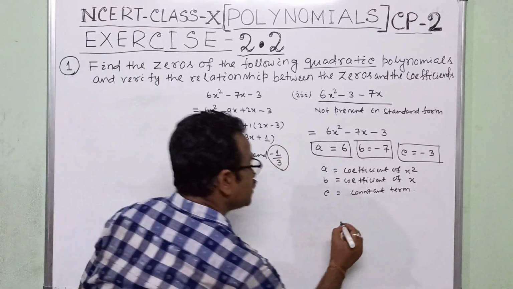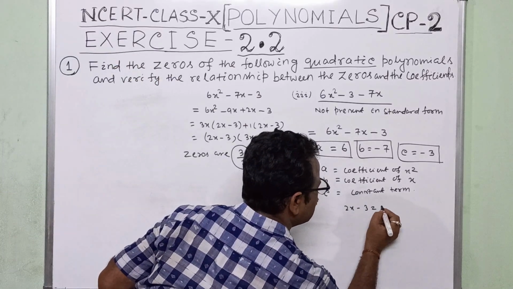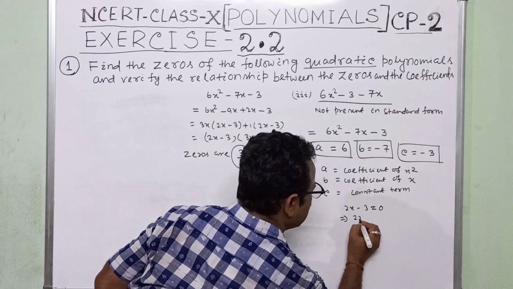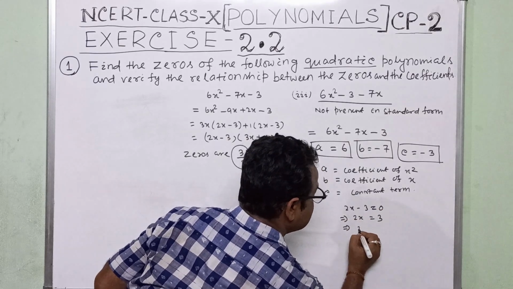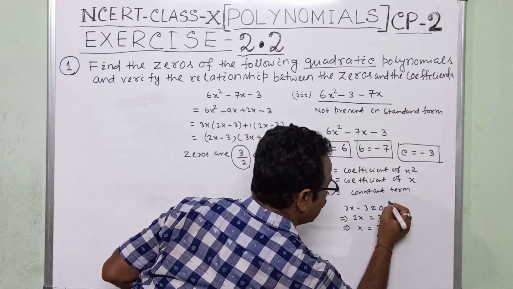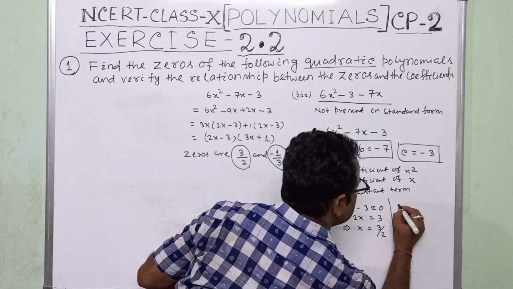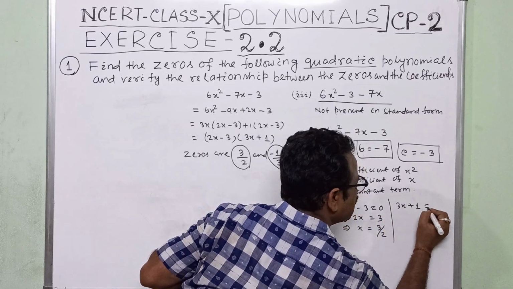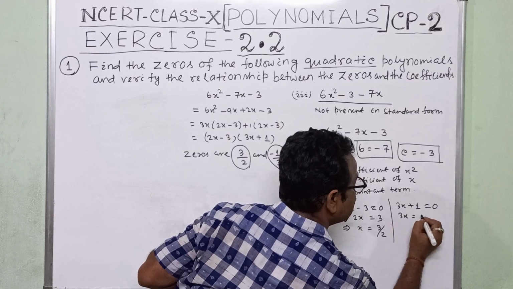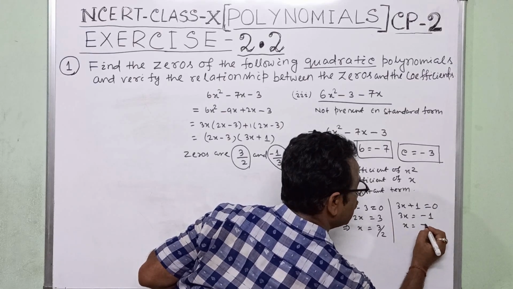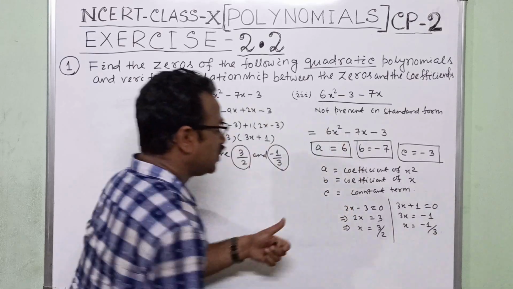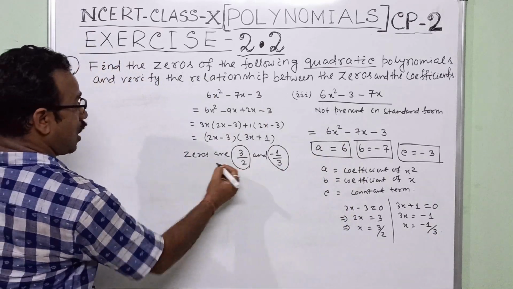How did we get it? 2x minus 3 is equal to 0. That implies 2x is equal to 3, that implies x is equal to 3 by 2. Another one is given: 3x plus 1 is equal to 0, equated to 0. 3x is equal to minus 1, x is equal to minus 1 by 3. We got the zeros. Now, sum of zeros.